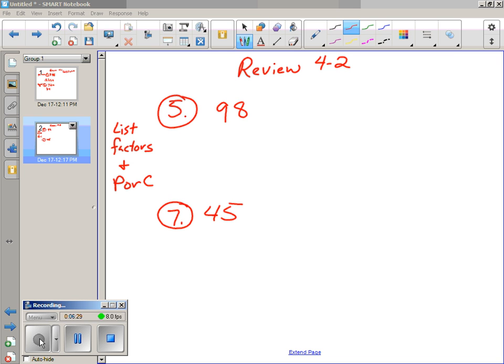All right, 4-2. 4-2 has 2 main parts that we need to understand. 1, you have to list out the factors of a number. And 2, we have to determine whether a number is prime or composite. So let's just review. Factors are the numbers that you can multiply to get to 98.